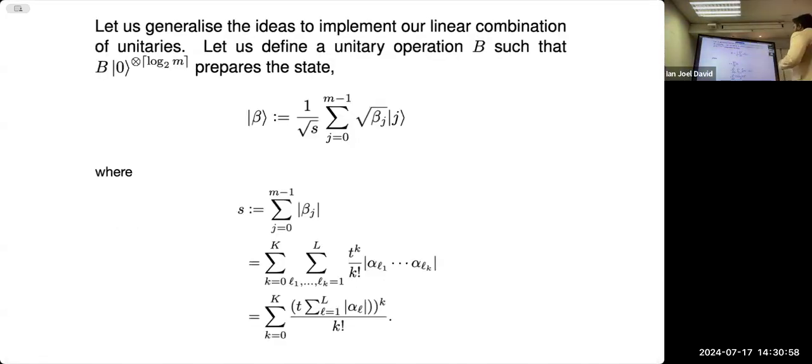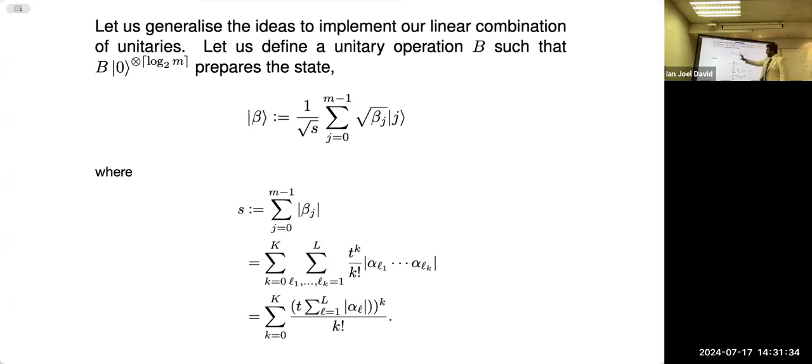So let's generalize the idea to implement our linear combination of unitaries. This idea that we have there is all well and good for UA and UB, but we have our own linear combination of unitaries, and we need to implement that. Okay? So let's define a unitary operation B such that B acting on a register of qubits that are all in the state 0, and the number here is ceiling of log base 2 of m, m because m was the number of terms in a Hamiltonian. And let's prepare the following state here.